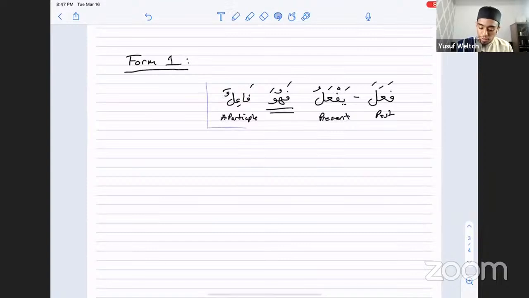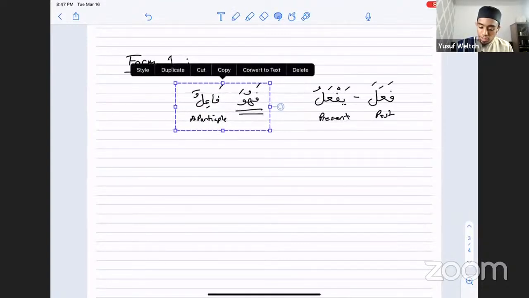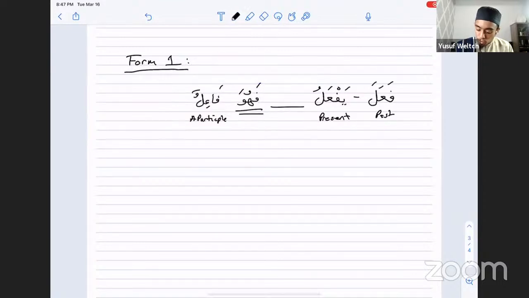And one last thing we can add, just to really consolidate all of our knowledge, is that they would generally add the root noun here. The root noun of fa'ala yaf'alu is fi'l. Fi'lun means to do or doing. So fa'ala yaf'alu fi'lun fahuwa fa'ilun. So this is the root noun.